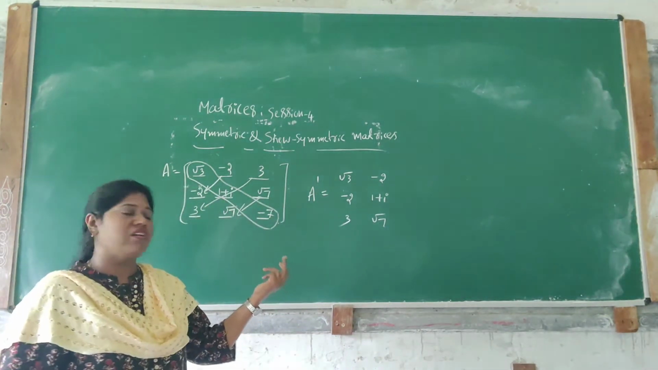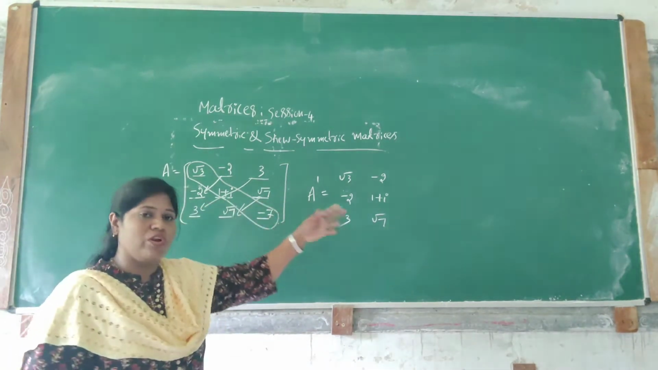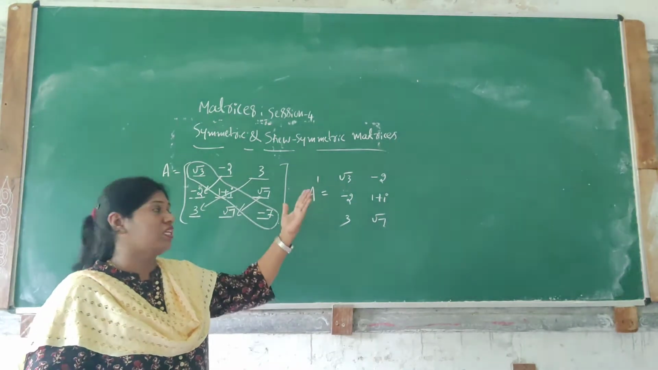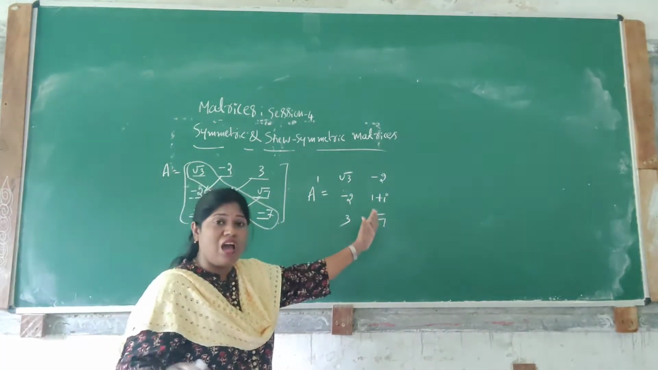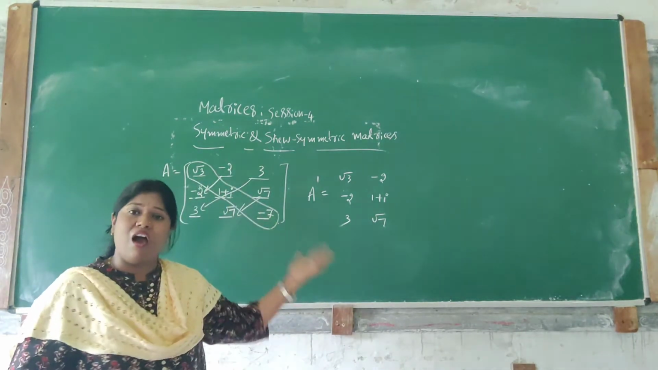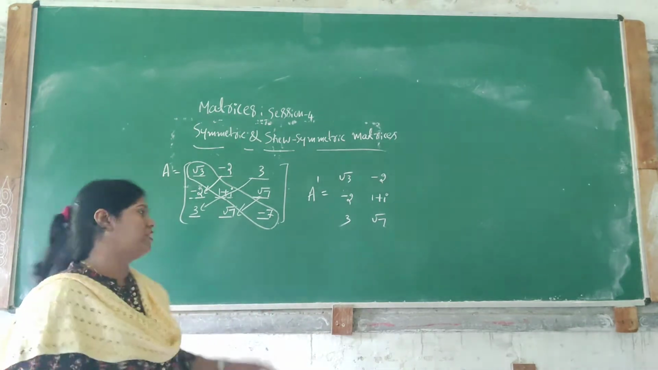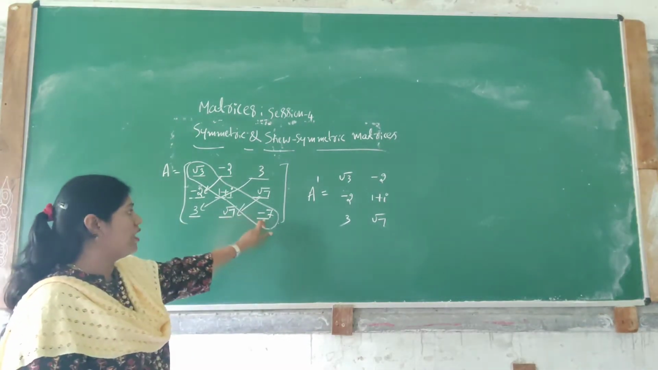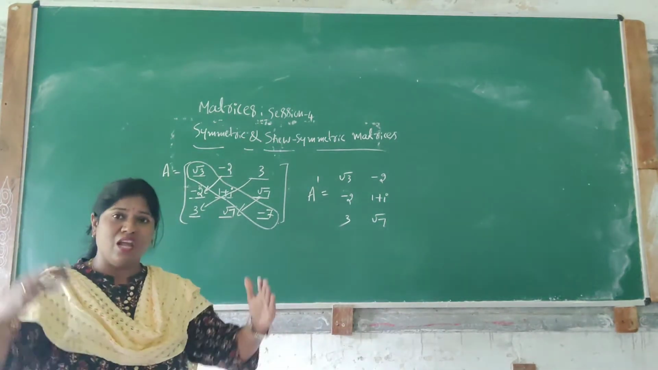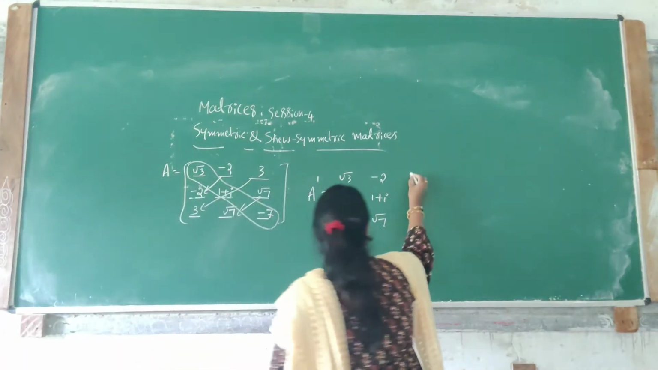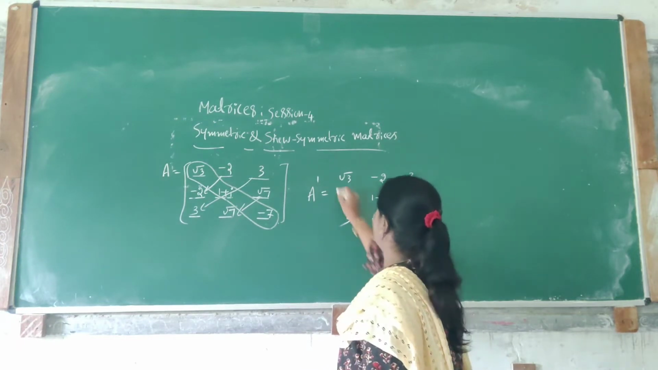Which is the second horizontal line? Minus 2, 1 plus i, root 7. It is going to become the second vertical line. We have to write it column-wise. It is there in a horizontal line, row-wise, and we have to write it column-wise. So 3, root 7, minus 7 is in the third horizontal line. We have to write it column-wise.